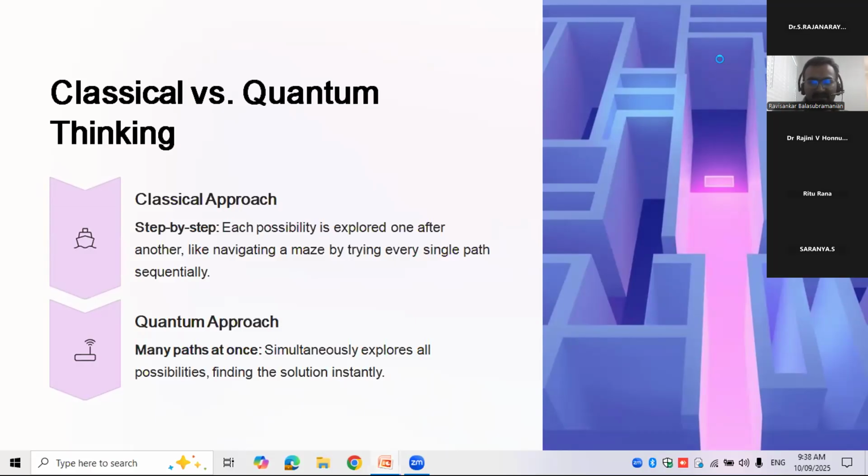But the quantum approach is entirely different. Simultaneously, it goes down all the possible paths, and then it reaches the right one in the right time. All the possibilities start at the same time, and we reach the output instantly and quickly. So that is the quantum approach, and that is the difference between classical and quantum. Classical is one after another, one by one it will execute, but quantum executes simultaneously.